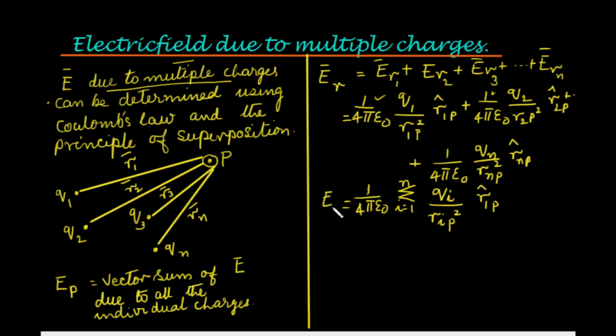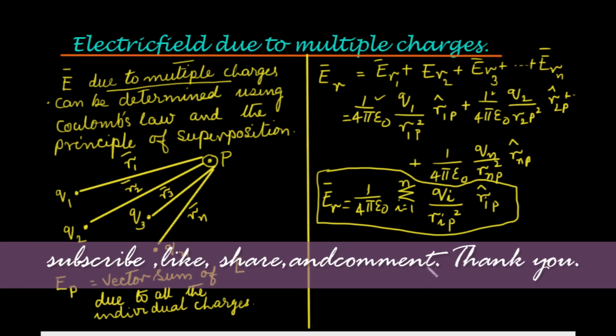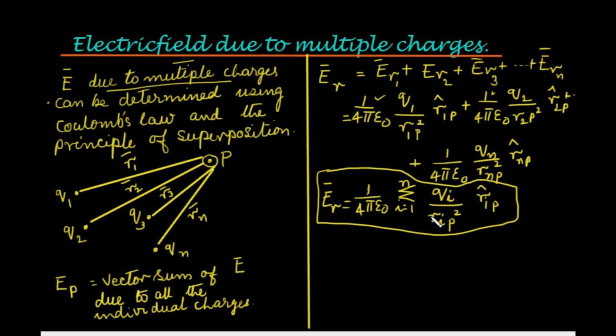Now, this is the expression for the total field at a location due to a system of n number of charges. This is a very simple thing. It can be easily understood. The only thing is you should have some patience and follow these steps in a very systematic way.